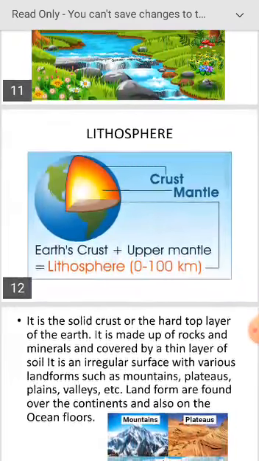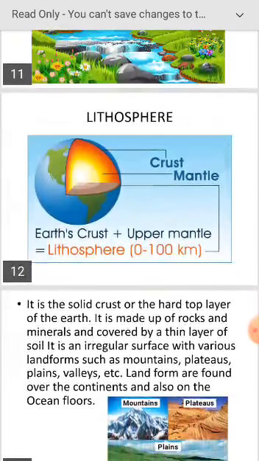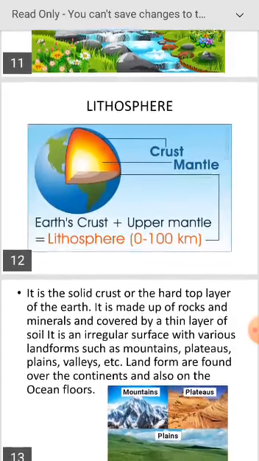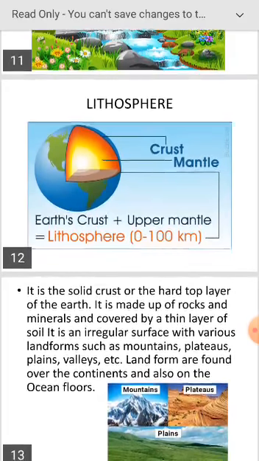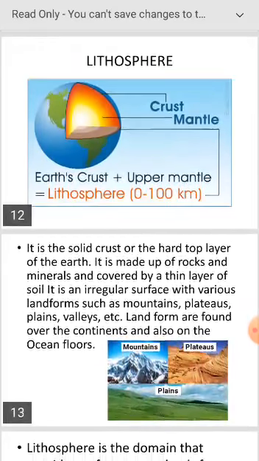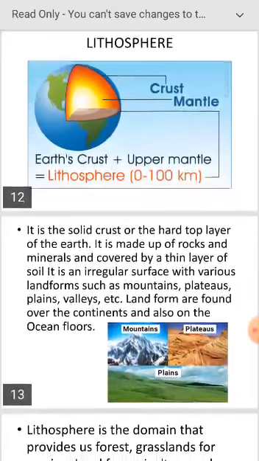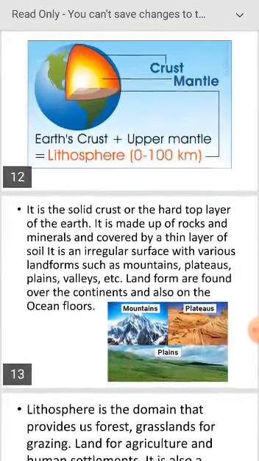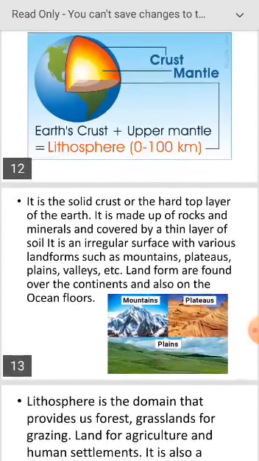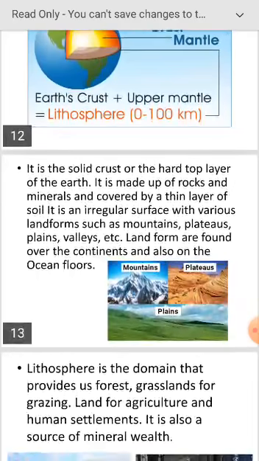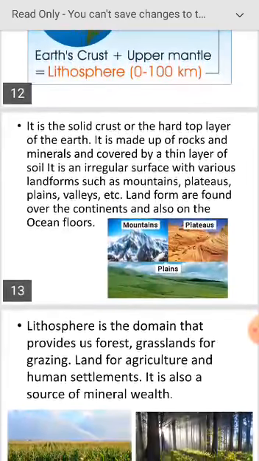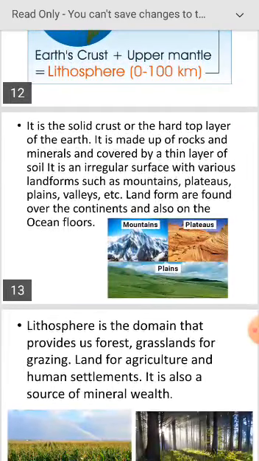What is the lithosphere made up of? The lithosphere is made up of crust and mantle. Have a look at the slide. You can see the crust and the mantle inside the earth. The earth's crust plus the upper mantle together we call the lithosphere. It is formed from 0 to 100 kilometers underneath the earth. It is the solid crust, or the hard top layer of the earth.